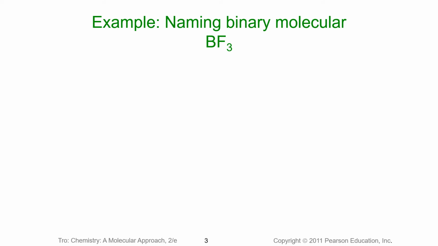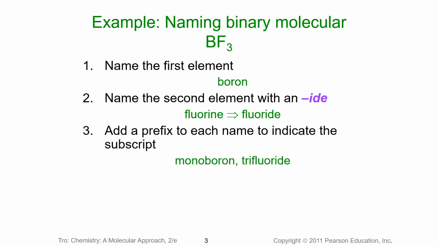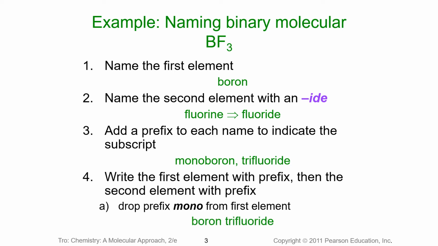So let's look at naming a binary molecular compound. Binary because it's two elements. We've got B and F. We want to start by naming the first element. In this case, our first element is boron. We name the second element and change the ending to IDE, so fluorine becomes fluoride. We add our prefixes to each. There's only one boron, mono. There are 3 fluorides, so it's trifluoride. But we don't include the mono in the name for the first element. So this would be boron trifluoride.